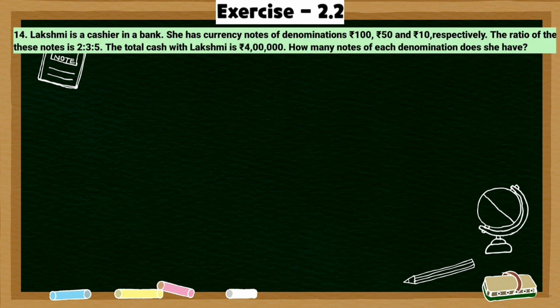Question 14th is, Lakshmi is a cashier in a bank. She has currency notes of denomination 100, 50 and rupees 10 respectively. The ratio of these notes is 2:3:5. The total cash with Lakshmi is rupees 4 lakh. How many notes of each denomination does she have? So in this question, it is said that Lakshmi is a cashier in a bank.